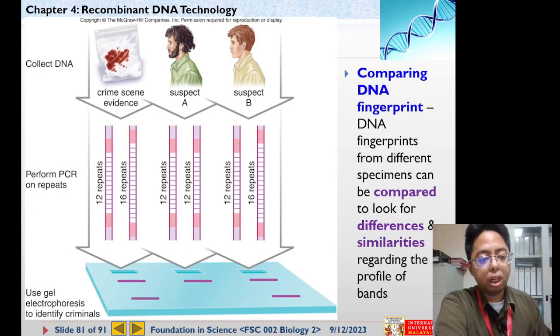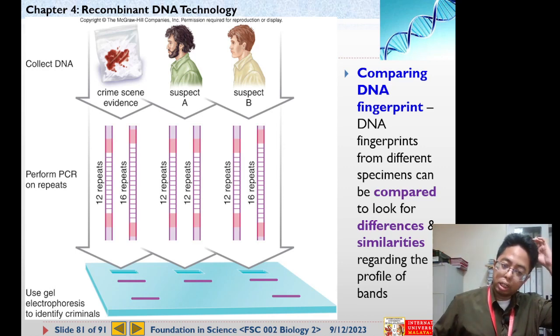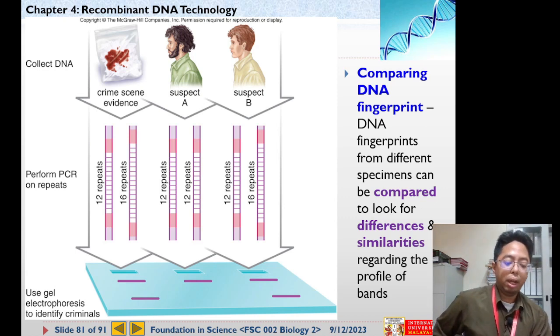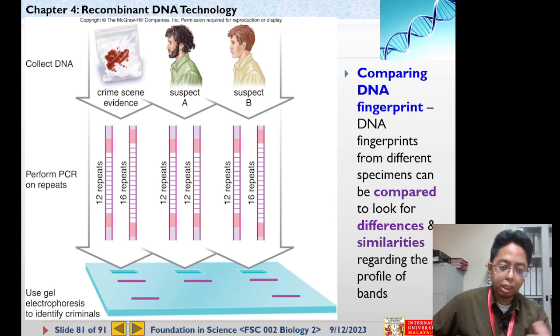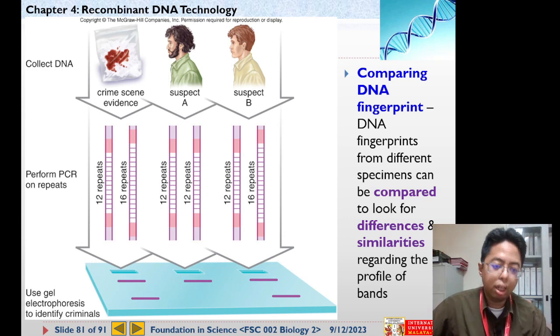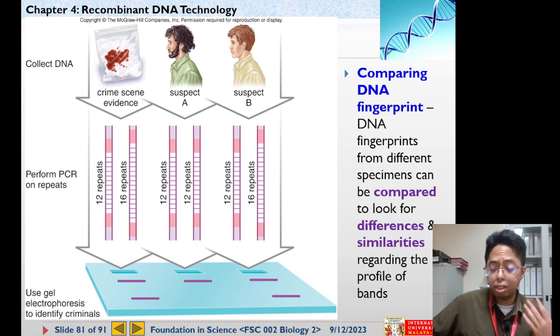So you can see, if you collect the DNA from the crime scene and then from suspect A and suspect B, if they match, they'll have bands which are similar. If you look at this picture, suspect A has one band and suspect B has two, and the two bands are similar to the crime scene evidence. So suspect B is the killer.